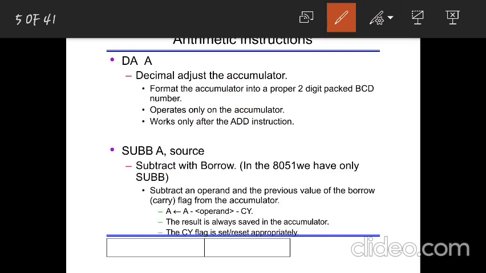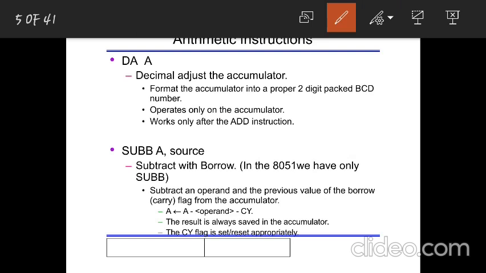So all you need to remember is, after addition, if the lower bits of the result are greater than 9, then 06 is added. If the higher bits are greater than 9, then 60 is added. For lower bits 06, for higher bits 60. In that way we'll add.